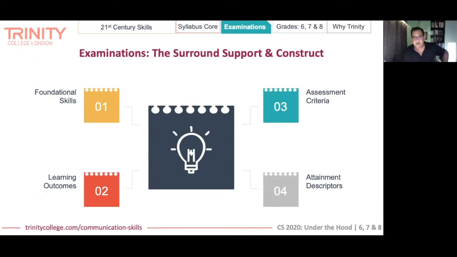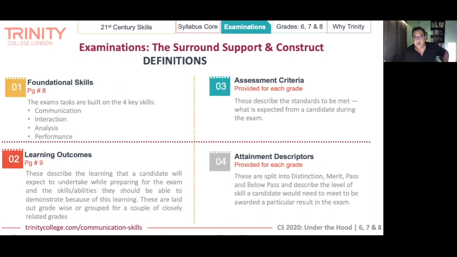So here, very quickly, what does the support framework look like when you're preparing for an exam? Firstly, it touches upon the foundational skills, which I will show you in the next slide. It tells you very clearly what the learning outcomes should be, which is what a real syllabus would do. It also tells you about the assessment criteria and the attainment descriptors, which in the case of communication skills varies from grade to grade. So let me repeat that carefully. The assessment criteria and the attainment descriptors vary from grade to grade. And of course, on page 8, we will talk about the foundational skills of the syllabus, and the learning outcomes are also grouped either for a grade individually or for a couple of grades.